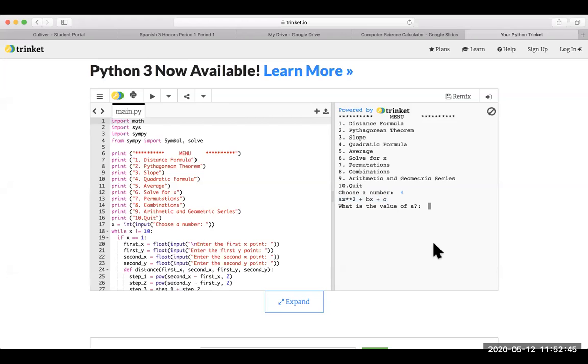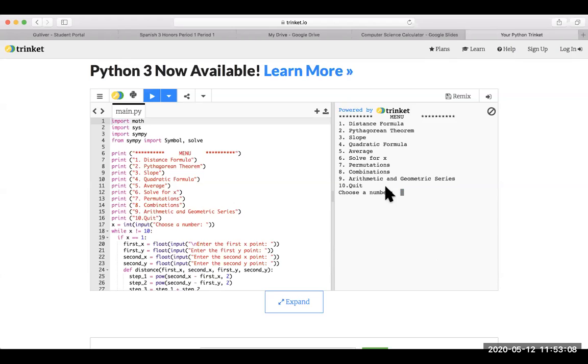So it would have x plus 4. So the roots would be minus 4 and minus 3. So go ahead and put 1, 7, and 12, and let's see if we get that minus 4 and minus 3. Okay, yep. Good. And then it'll stop and say thank you for using my calculator. And if you want to use it again, you can click run again.